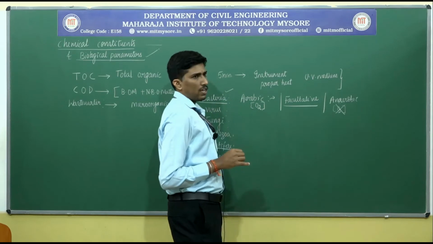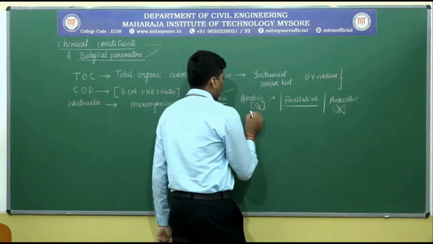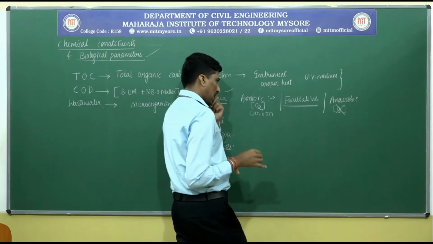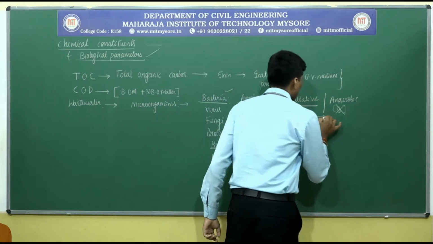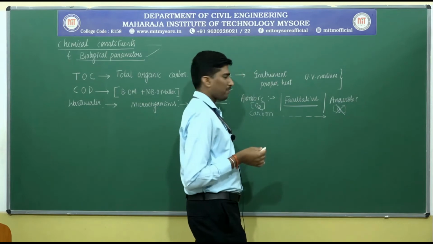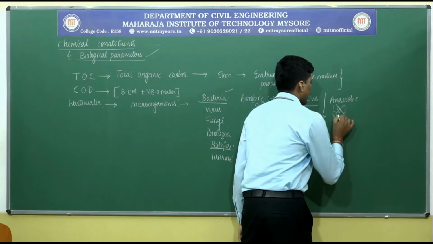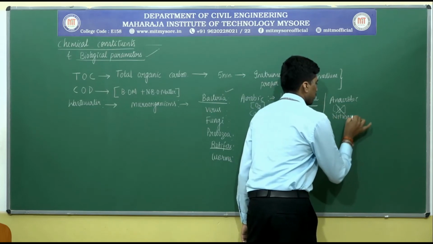The aerobic bacteria mainly depend upon the oxygen, having carbon sources, and later on it is getting transformed into the nitrogenous sources.